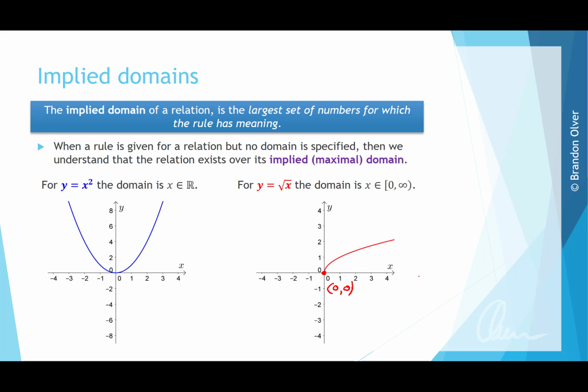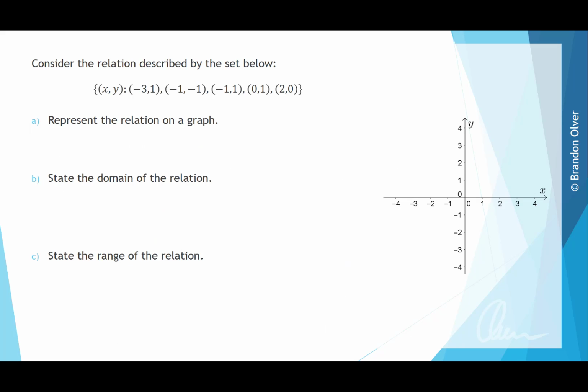None of the negative numbers have meaning for that rule. Consider the relation described by the set below. Represent the relation on a graph. So what we need to do is plot each of these ordered pairs.